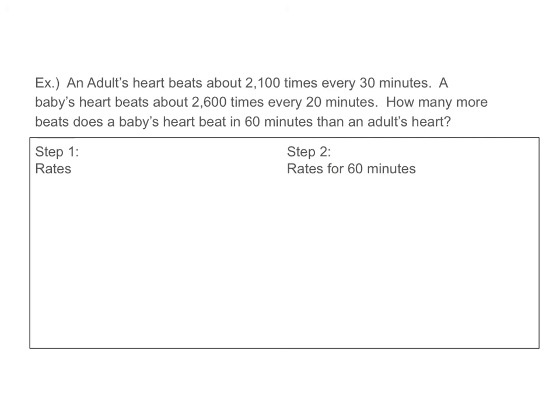So here's our next example. It says an adult's heart beats about 2,100 times every 30 minutes. A baby's heart beats about 2,600 times every 20 minutes. How many more beats does a baby's heart beat in 60 minutes than an adult's heartbeat? So our first step is I have to write my rate for the adult's heartbeats and the baby's heartbeats.